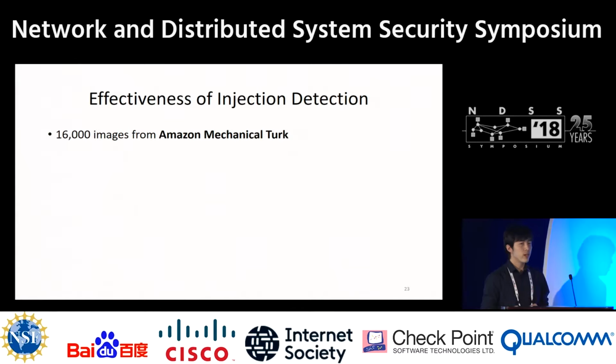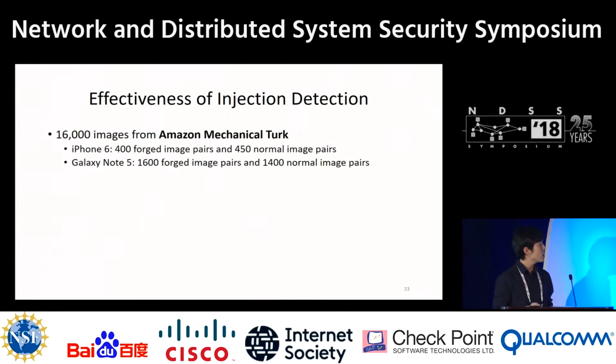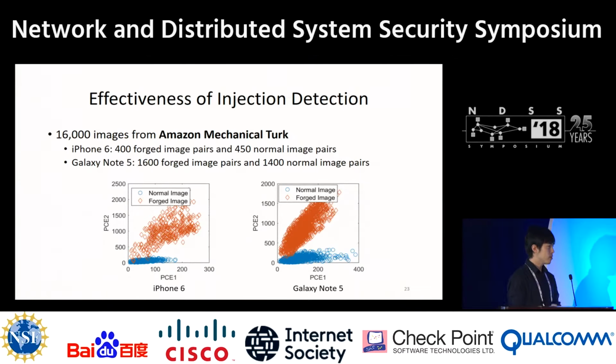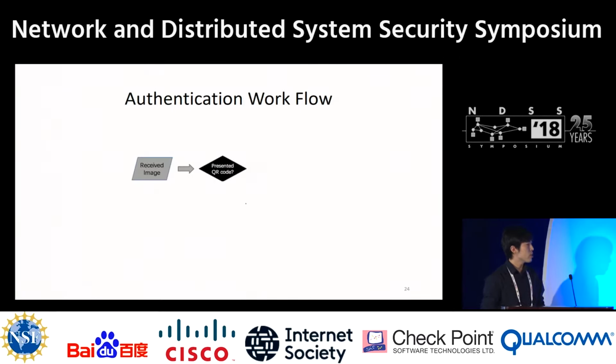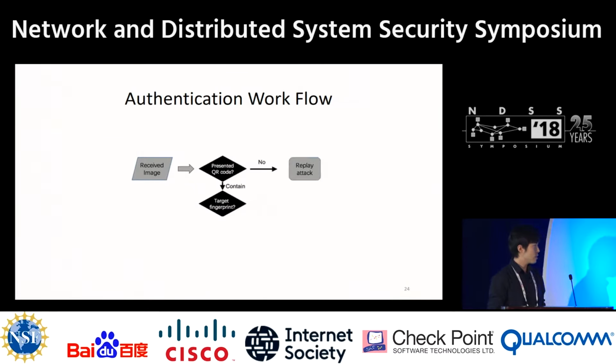So to evaluate this detection method, we use images from Amazon Mechanical Turk, and we construct the following image pairs. As shown in this figure, the relative quantity of the two correlation values for a normal image is clearly different from a forged image. So using a proper threshold, again, we can detect this attack very accurately. So now the authentication workflow is like this. We perform the QR code matching and fingerprint matching and the injection detection.